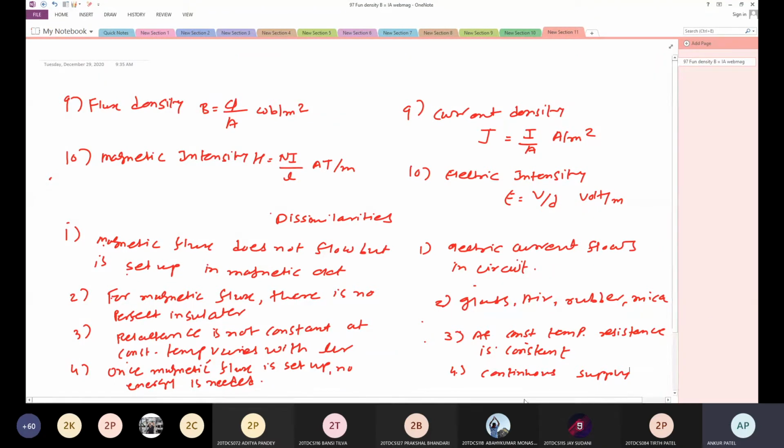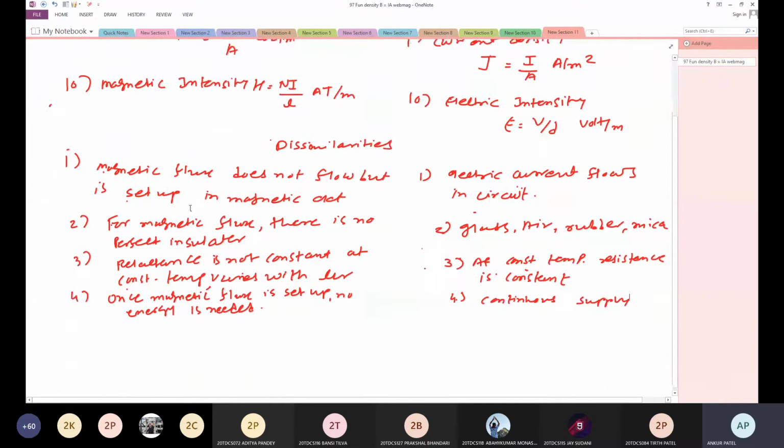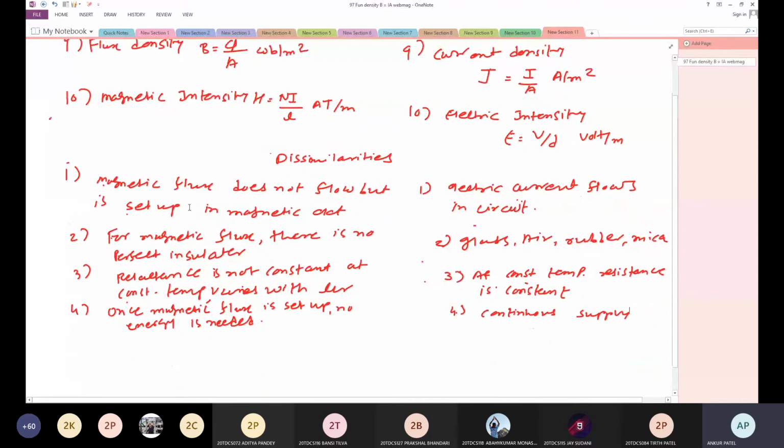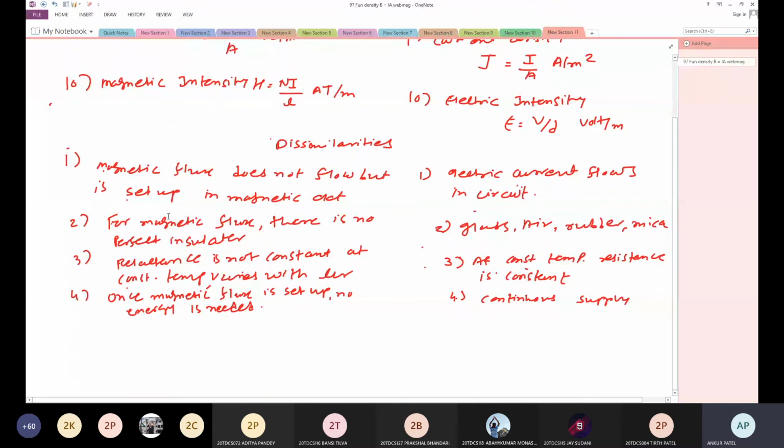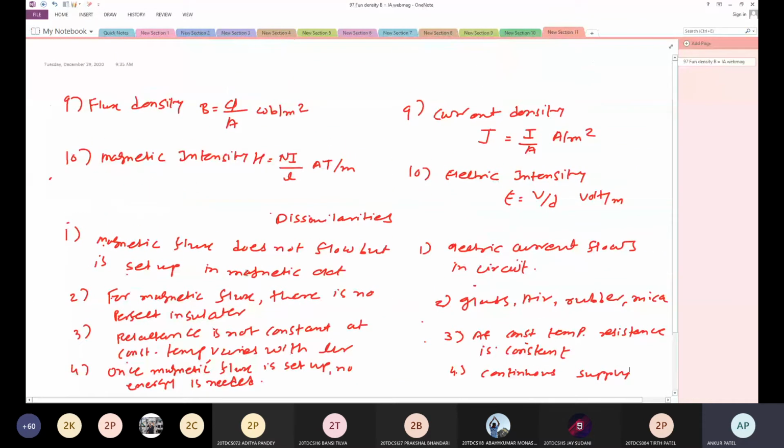So sometimes we will be asked either similarities or dissimilarities. So according to the marks given, the weightage given to the questions, you need to write these points. If it is asked for 4 to 5 marks, then you need to write all, meaning the maximum points that you can cover, for these similarities and dissimilarities.